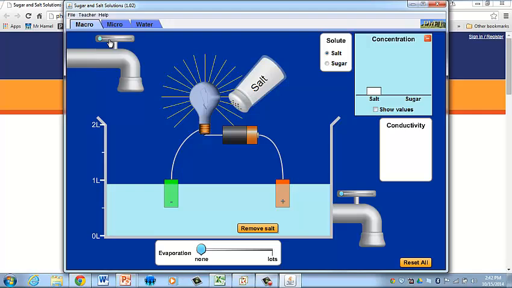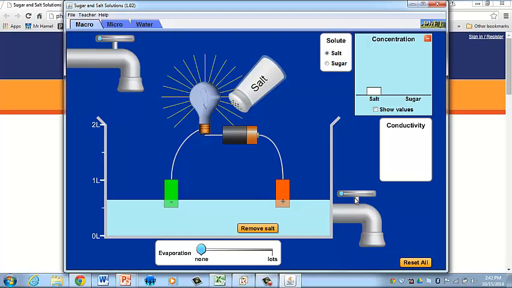Now, what would happen if I let the solution out the bottom? What would happen to the brightness? Stays the same. Oh, you guys are good, right? Because I'm not changing the concentration at all. I'm keeping the same concentration so it can conduct the same amount of electricity.